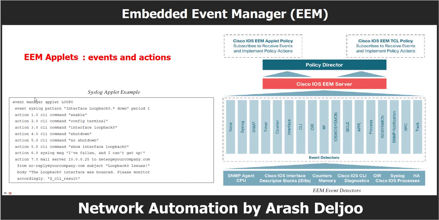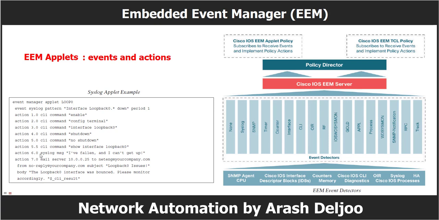Look at here. Here we can see these actions. Action 1, this is the event. Event syslog pattern, this syslog pattern. And the first action is the CLI command of enable, then the config terminal command, after that interface loopback 0, then the shutdown command, then the no shutdown command. Actually, the loopback 0 interface will be shut down and brought back up because of shutdown and no shutdown. And then the router will generate a syslog message that says "I've fallen and I can't get up."